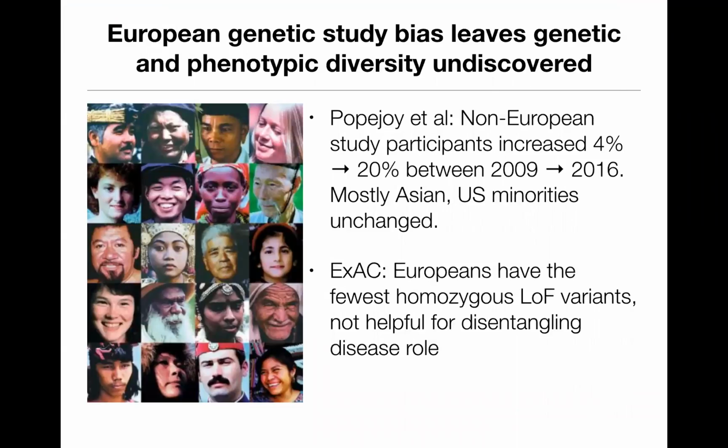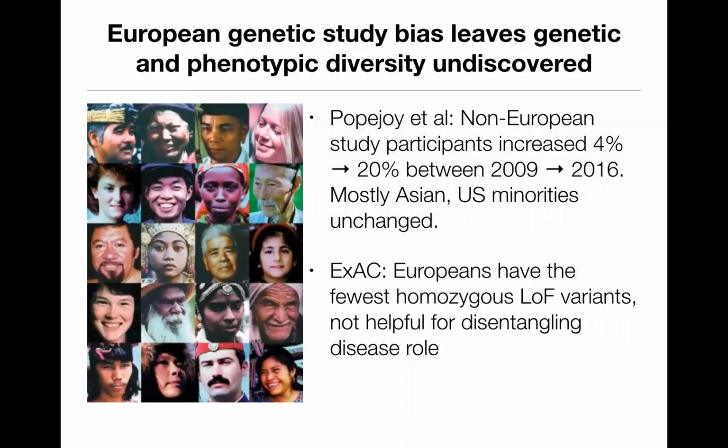So just to provide some motivation, as you have probably heard, there's a massive European study bias in genetic association studies. For example, David Goldstein's group put out a study in 2009 showing that 96% of participants in genome-wide association studies are of European descent. While that's increased lately, the other populations primarily contributing are of East Asian descent. So the vast majority of US minorities are not contributing to genetic association studies. This leaves a large amount of genetic and phenotypic diversity yet undiscovered.